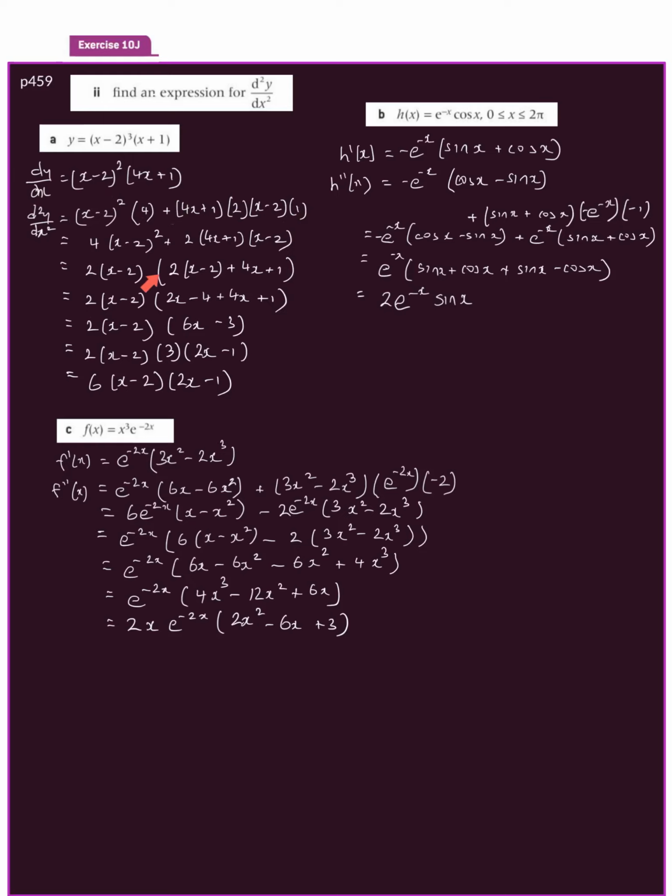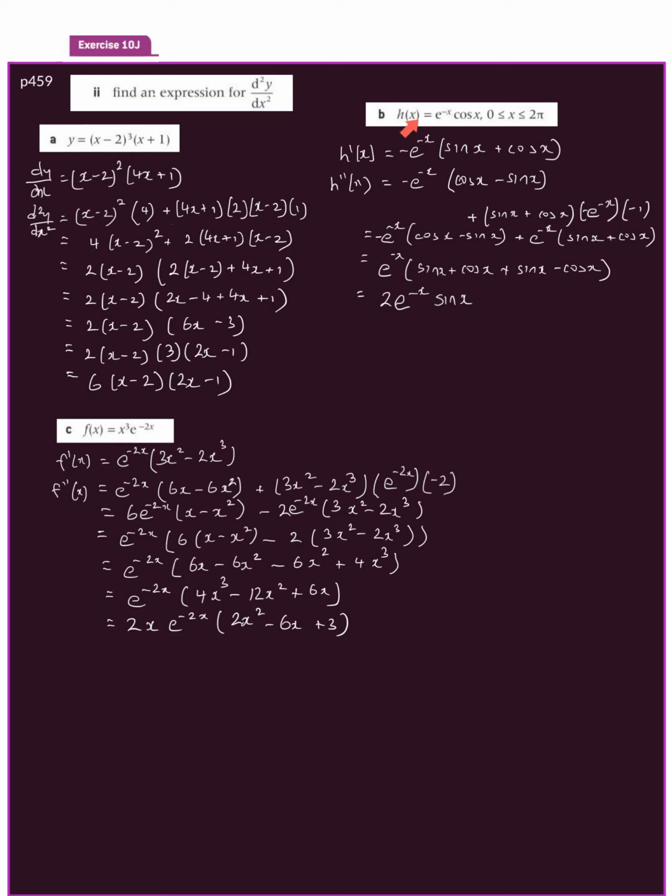Okay, so we just go through the process here. We look for something to factor out. I'm factoring out 2 times x minus 2. These things resolve to 6x minus 3. I can take a 3 out of there as well, and we ended up with 6 outside of x minus 2 times 2x minus 1.